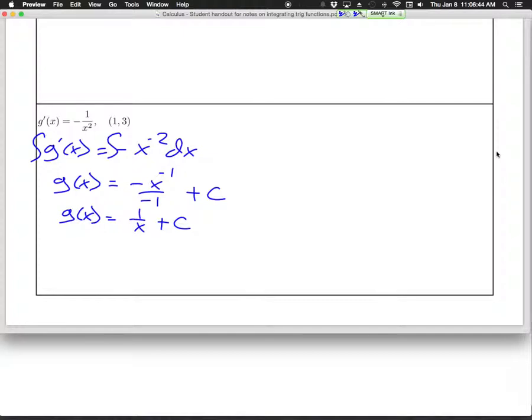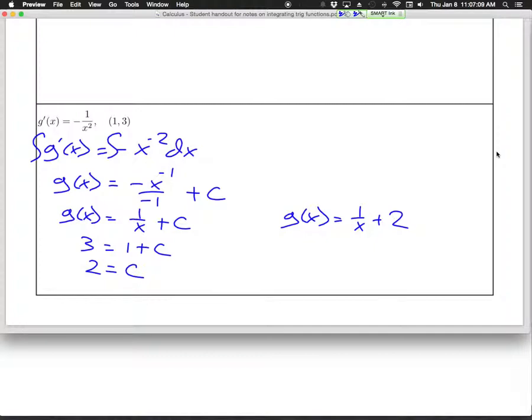And then I plug in. So I have 3 equals 1 plus c. So that means c equals 2. And I plug that back in, so I get g of x equals 1 over x plus 2. So what two things do I know about g of x equals 1 over x plus 2?